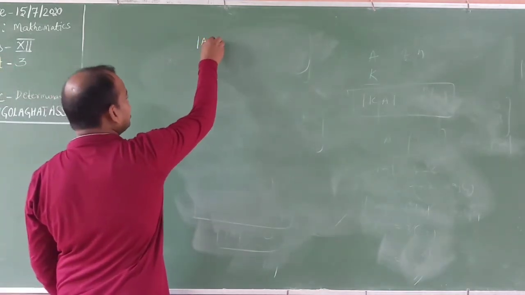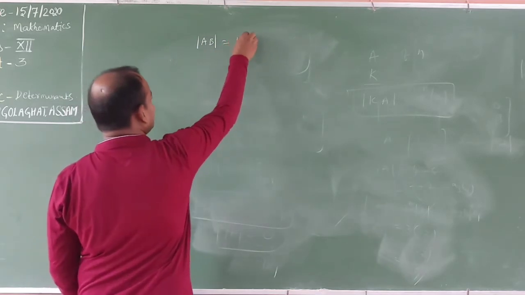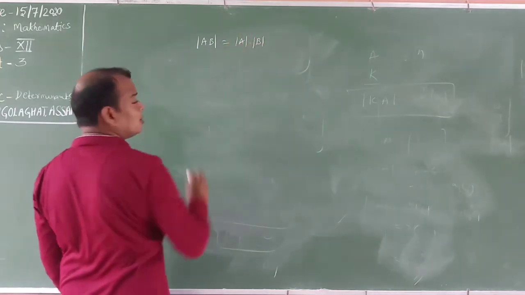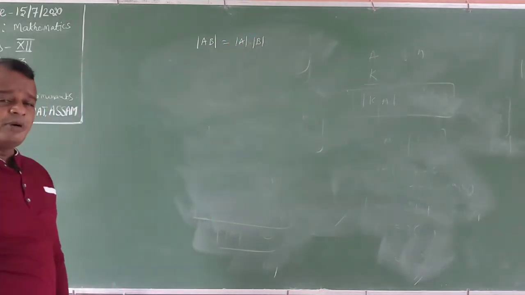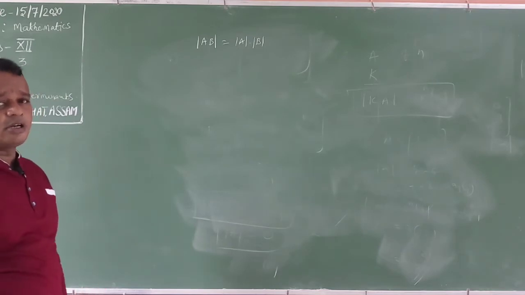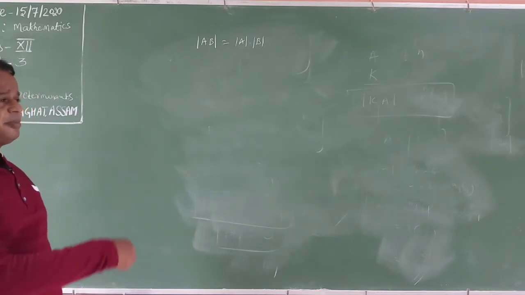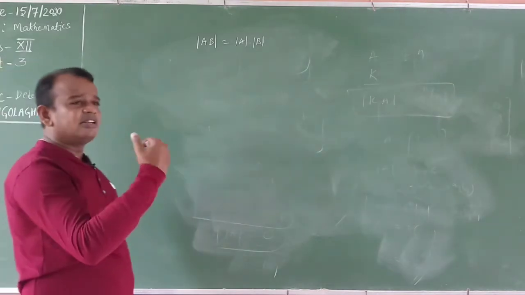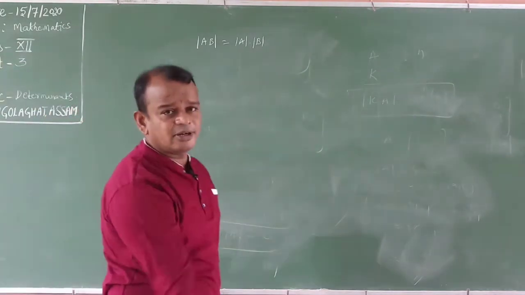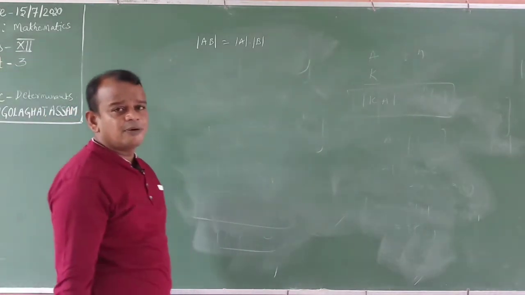Another property: determinant of AB equals determinant of A into determinant of B. No problem at all. We can find the separate determinants, det A and det B, and then take their product, which equals the determinant of AB.